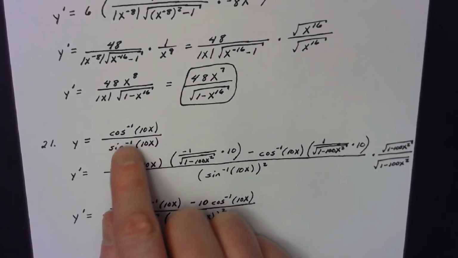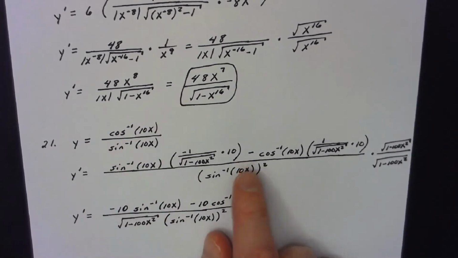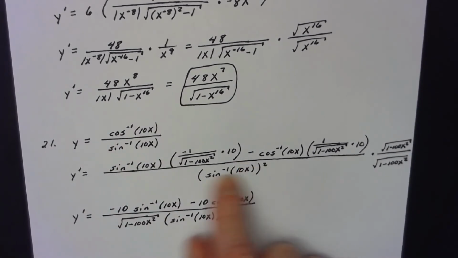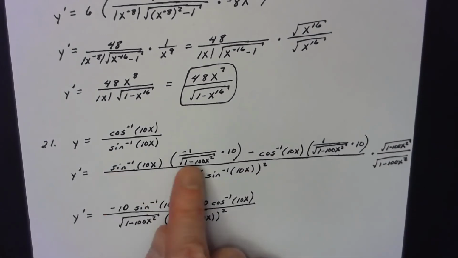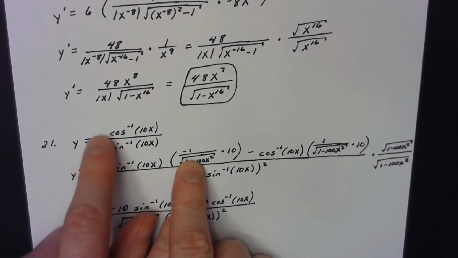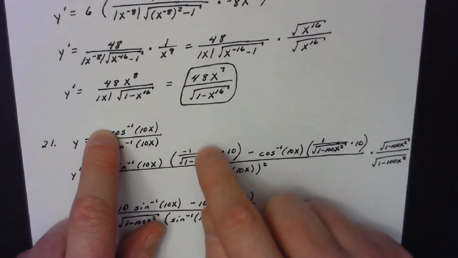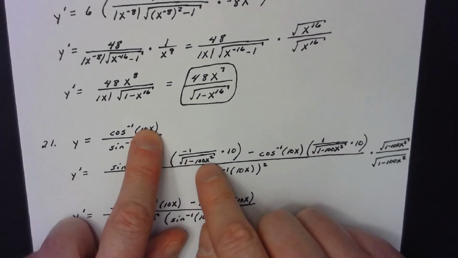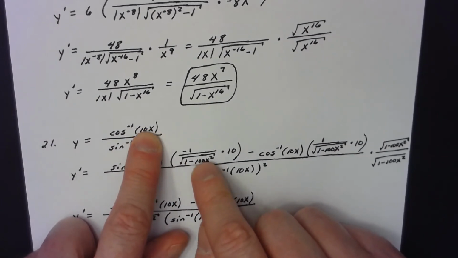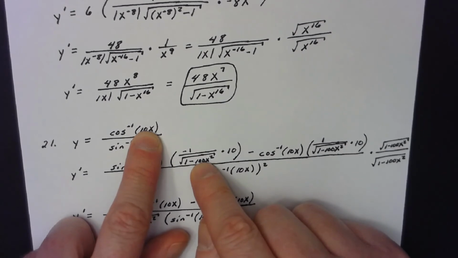So the first step here, this is a quotient. I used the quotient rule. I squared the denominator. I brought that denominator to the numerator times the derivative of the numerator. Well, derivative of inverse cosine, -1 over the square root of 1 minus whatever's on the inside of it squared. So I was thinking, well, that's 10x quantity squared. That's where that 100x squared came from there. And all of that's under the square root.